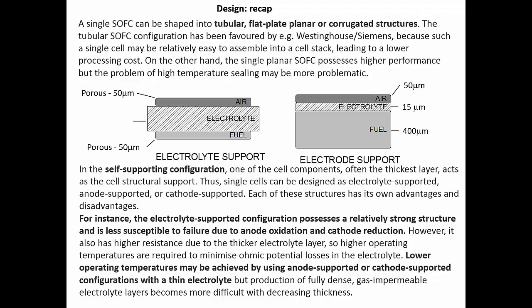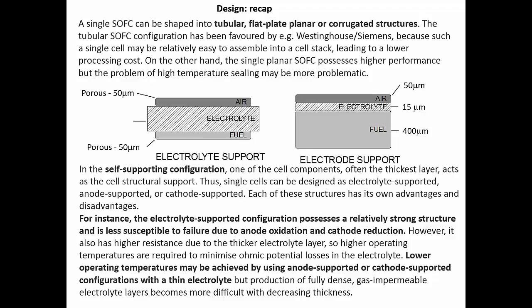So let's finish up this process here of the design. So what we can see on the left hand side of this diagram is the electrolyte supported cell. So this is a self-supporting configuration. One of the cell components has to be a thick layer which acts as the cell's structural support. So we have the electrolyte supported design on the left hand side and the electrode supported cell on the right hand side.